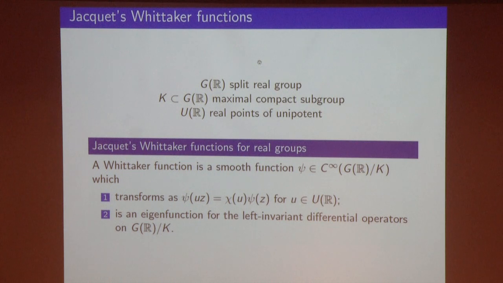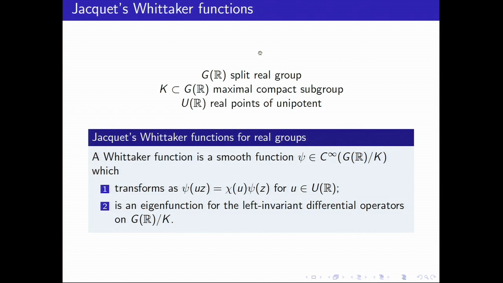So it's a function on G which has some transformation properties on the left and right, together with being an eigenfunction for some class of differential operators. Jacquet defined this for any reductive group over a local field. In fact, he wrote down an integral formula for one particular such function. Actually, the space of solutions to this problem has dimension greater than one. It's actually the order of the Weyl group, and Jacquet wrote down one particular such solution.